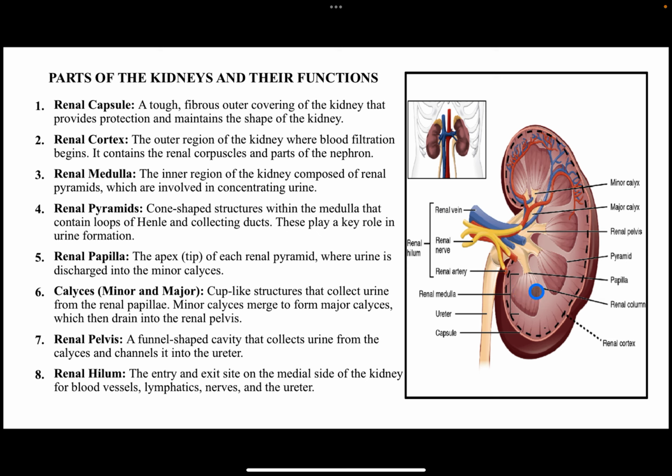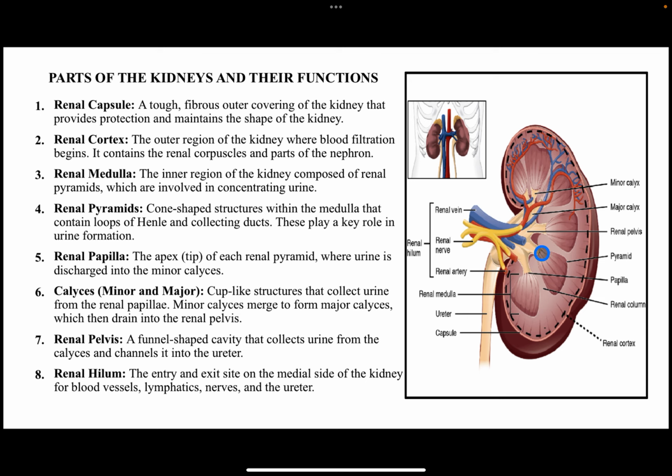So we have the renal pyramids. Let's count them: 1, 2, 3, 4, 5, 6. In this diagram, we have 6 renal pyramids, but in anatomy, we have about 6 to 8 pyramids in each kidney. Now, at the apex, or the tip, of the renal pyramid, we have a structure that we call the renal papilla.